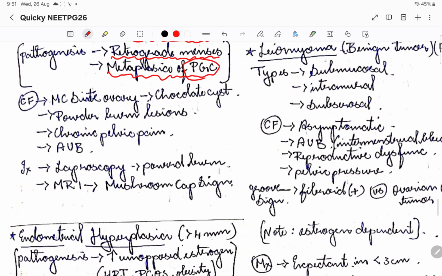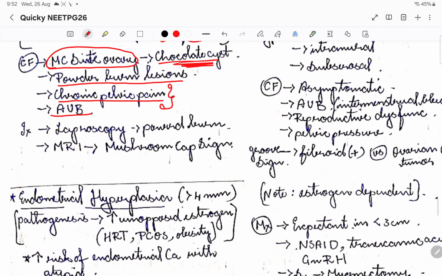Clinical features: the most common site outside the uterus where the endometrium can be found is the ovary. That is where the presentation of a chocolate cyst might happen. On laparoscopy, it would look like a powder burn lesion. The patient might present with chronic pelvic pain and abnormal uterine bleeding. The investigation, as I told you, is laparoscopy, where a gunpowder burn lesion will be seen. Then on MRI, it will look like a mushroom cap sign.